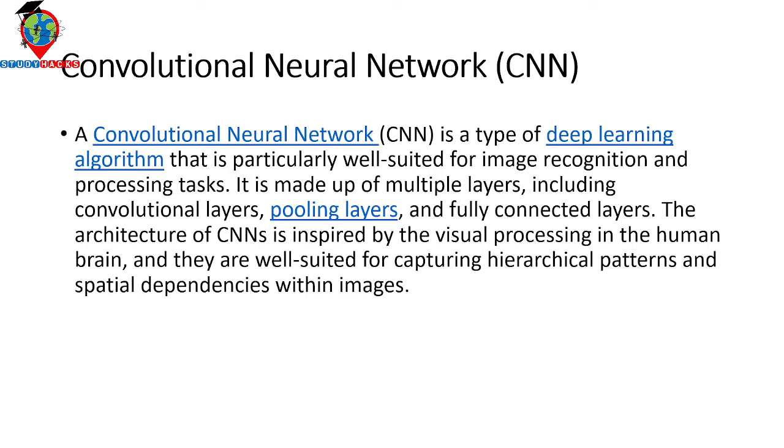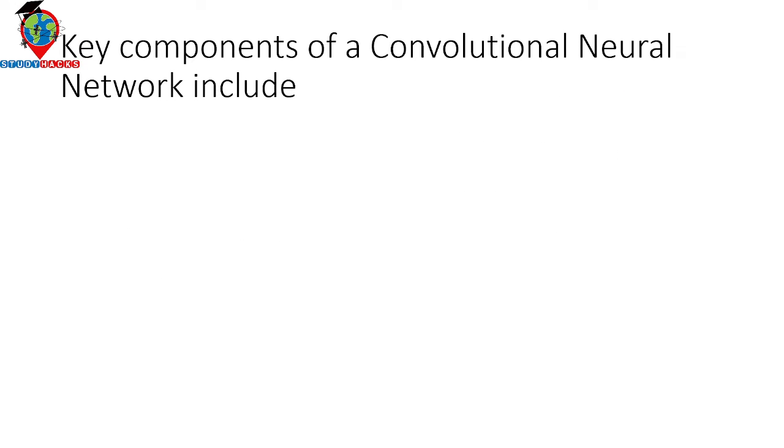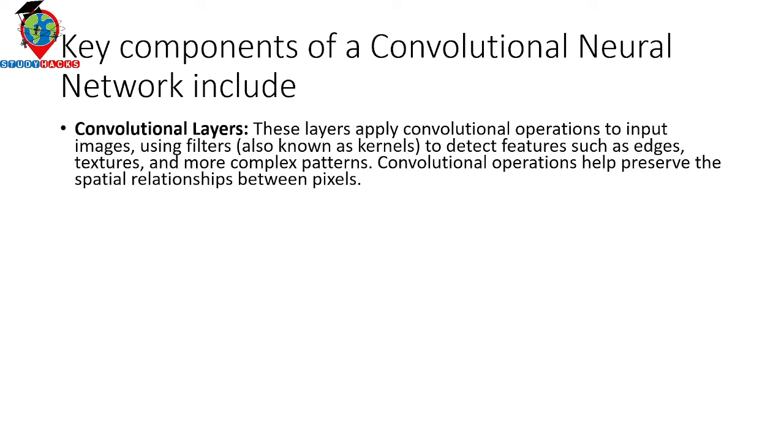It is made up of multiple layers, including the convolution layer, pooling layer, and fully connected layer. The architecture of a CNN is inspired by the visual processing in the human brain, and CNNs are well suited for capturing hierarchical patterns and spatial dependencies within images. Key components of the convolutional neural network include the convolution layer.